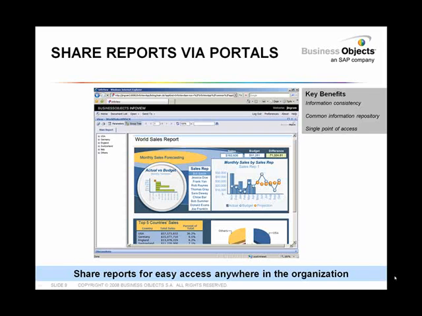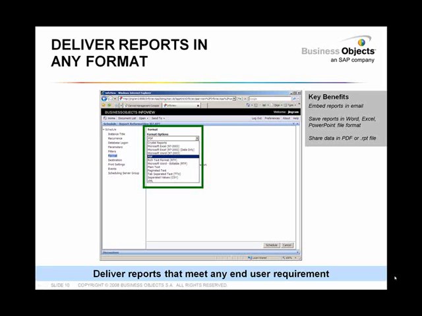And then of course sharing those reports via the portal that comes with the Business Objects solution, which is called the Info View, gives you the ability to deliver that information consistency, gives you that common information repository and that single point of access. So you're getting easy access anywhere in the organization, or if you choose to, outside the organization as well, to key customers or suppliers. We talked about delivering reports in any format, and here you can see as you go ahead and you schedule a report or you generate a report, you can produce all these different formats, and that gives you the ability to deliver reports that meet any end user requirement.